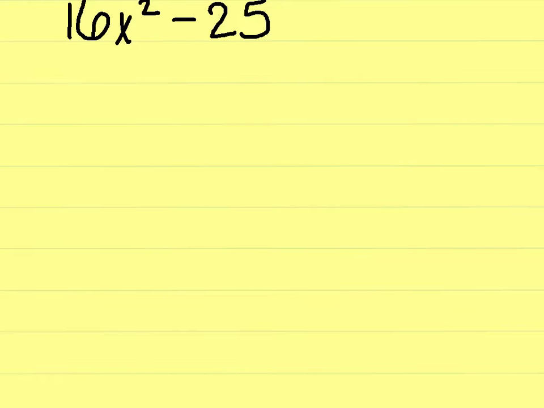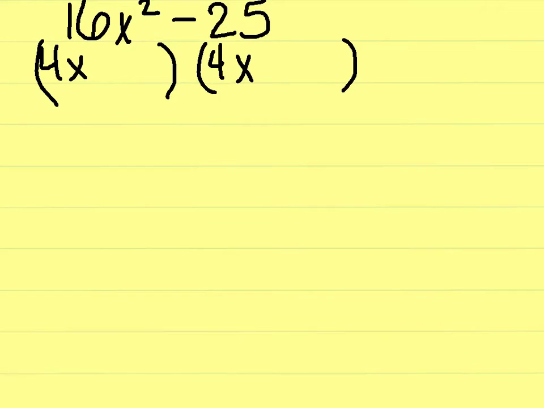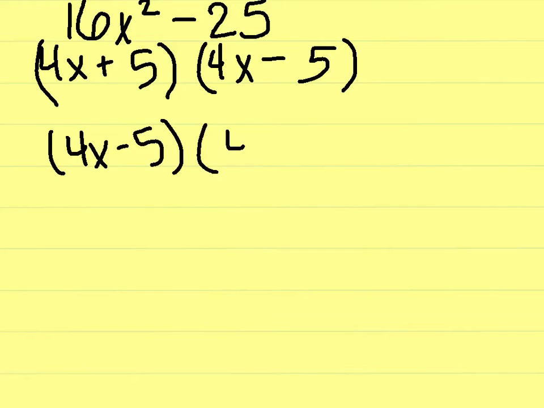So we have 16x squared minus 25. So we know we're going to have two quantities again. Okay, what's the square root of 16x squared? 4x. Okay, so we put 4x in each quantity. What is the square root of 25? 5. Good. So again, one's plus, one's minus. You could also write it 4x minus 5 and 4x plus 5.